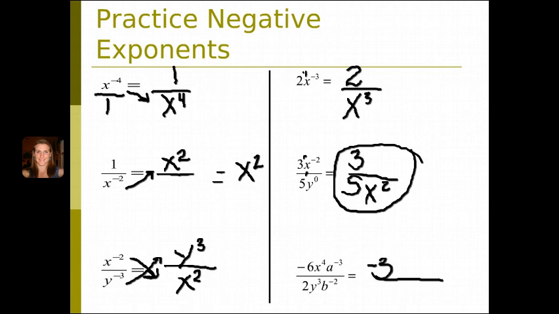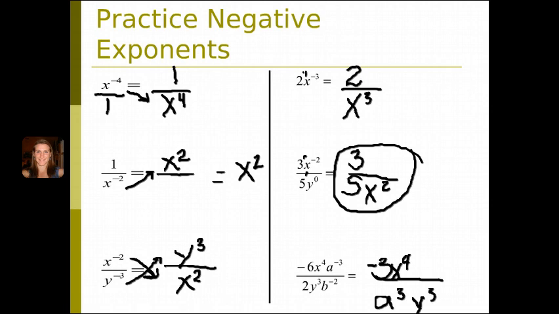X to the 4th is going to stay on top because it is not getting moved. A to the negative 3rd will move to the bottom because it is a negative 3 and we can change it to a positive 3. Y to the 3rd is going to stay on the bottom because the 3 is positive, so it does not need to move.